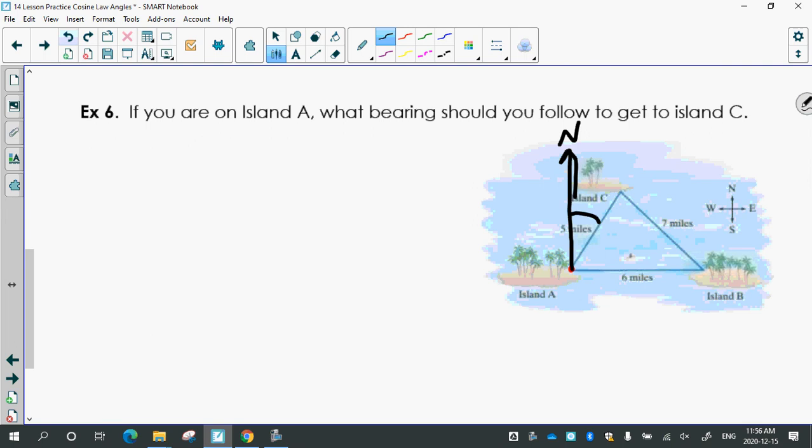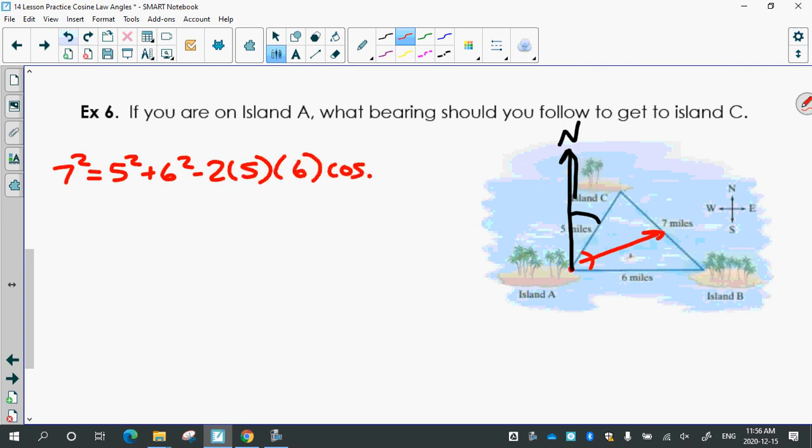Okay. All right, so everyone agree angle A is the one? And then I can subtract it from 90? Okay. So we're going to find that angle. And if we're finding that angle, we're starting with 7 squared equals 5 squared plus 6 squared minus 2 times 5 times 6 times the cosine of angle A.